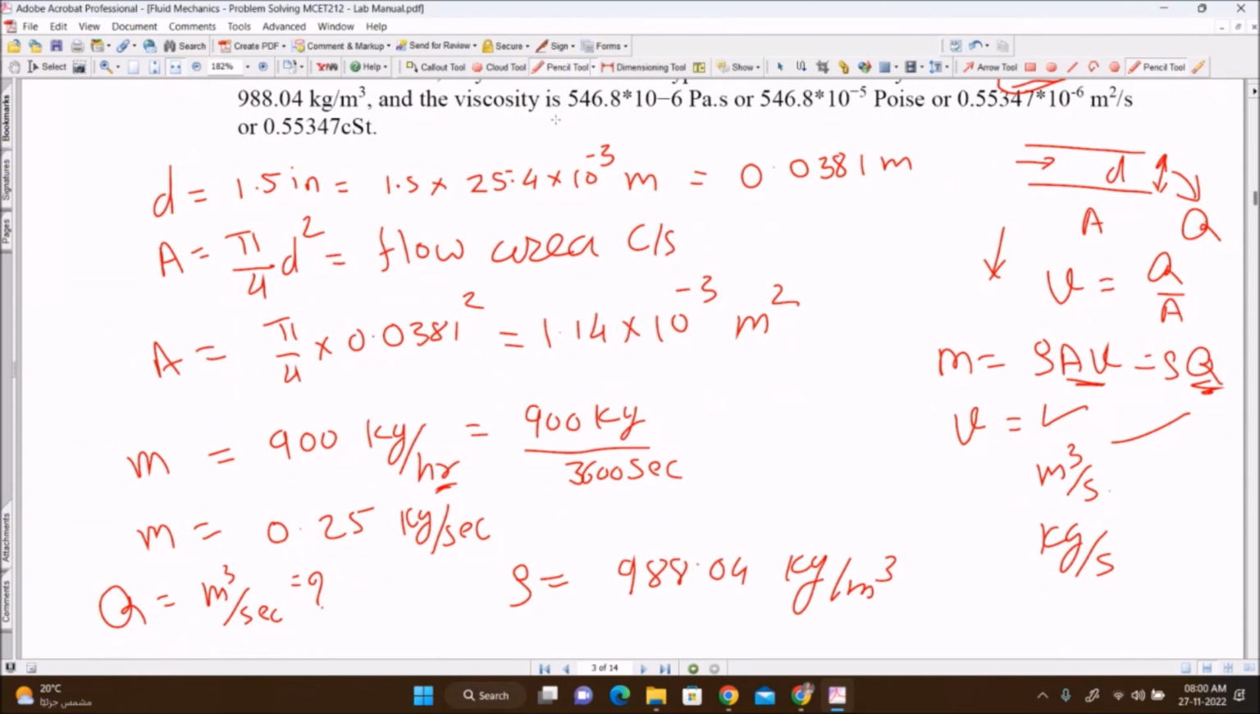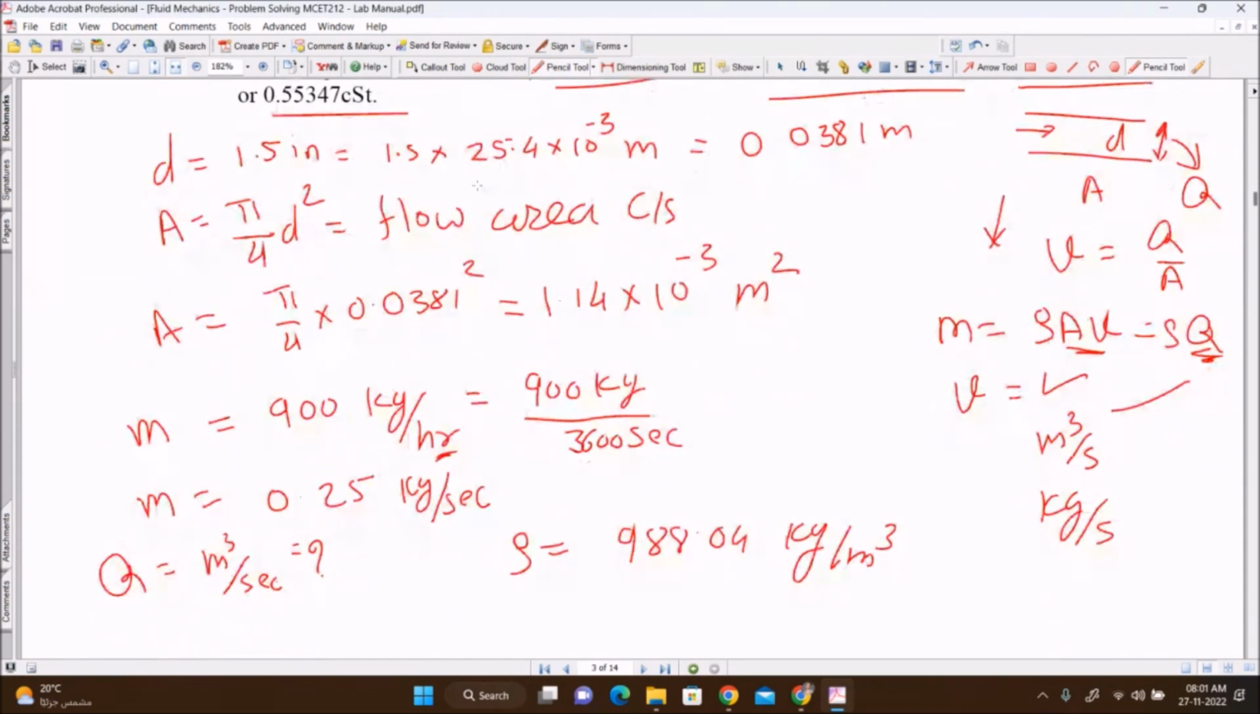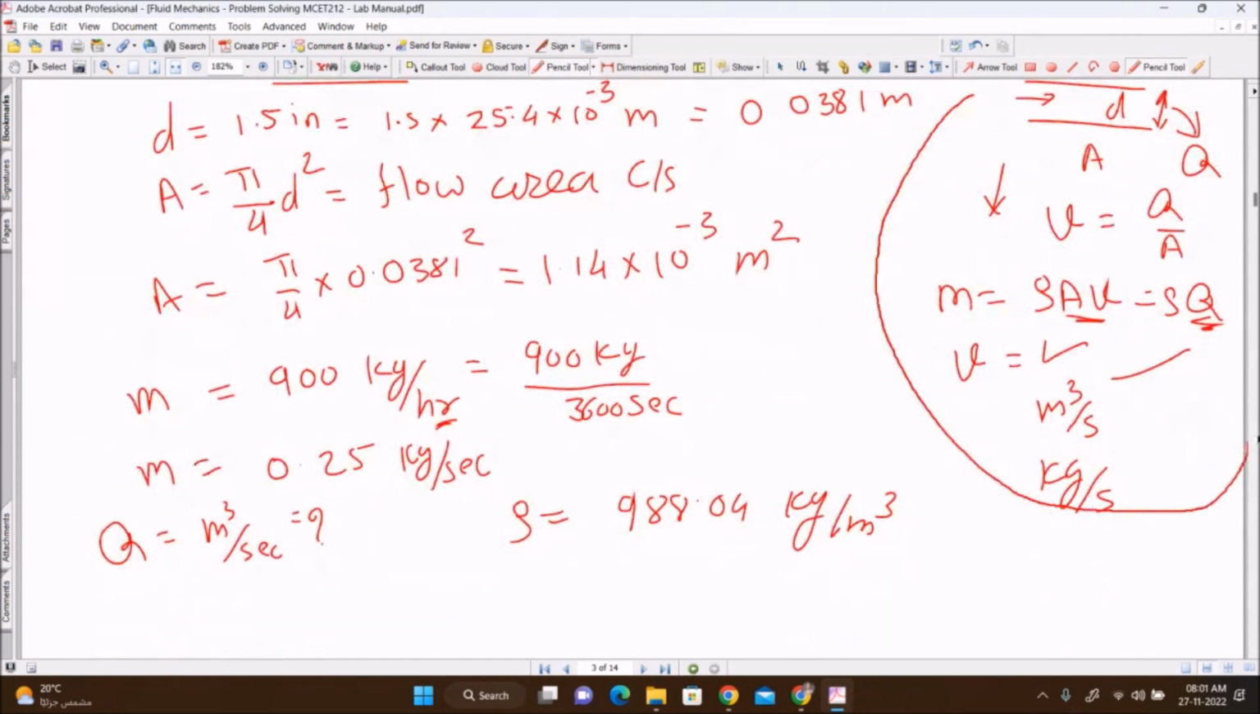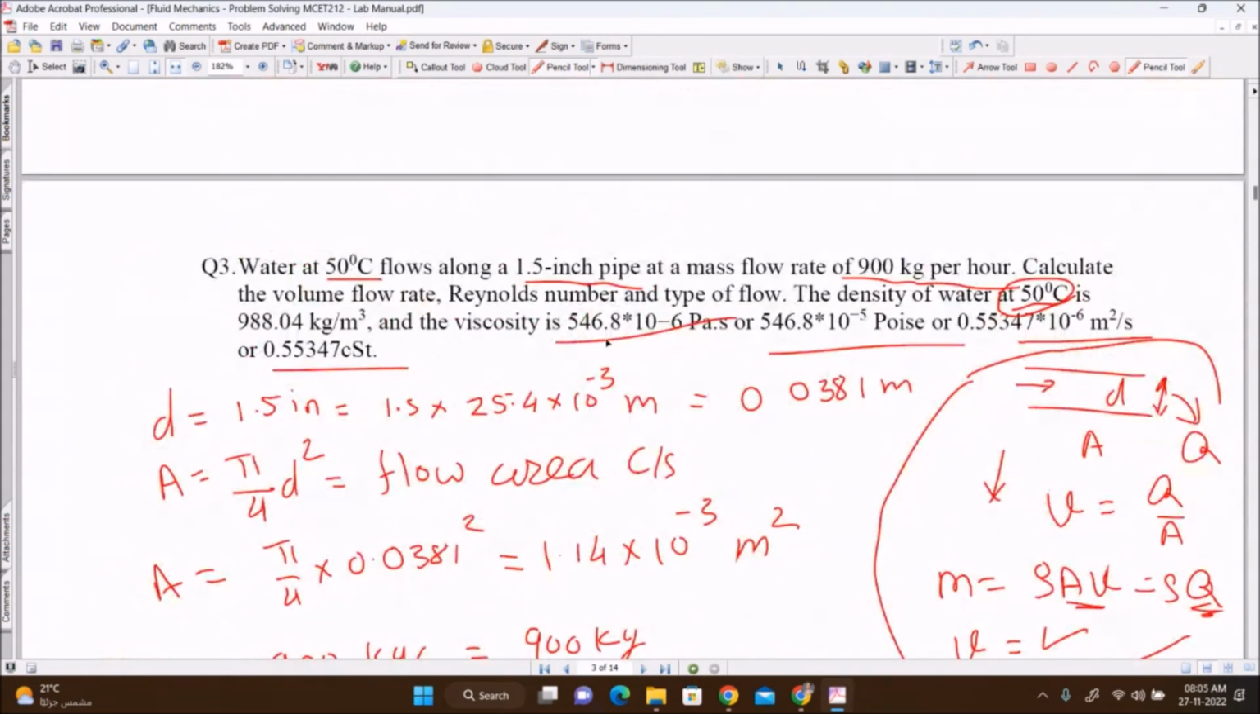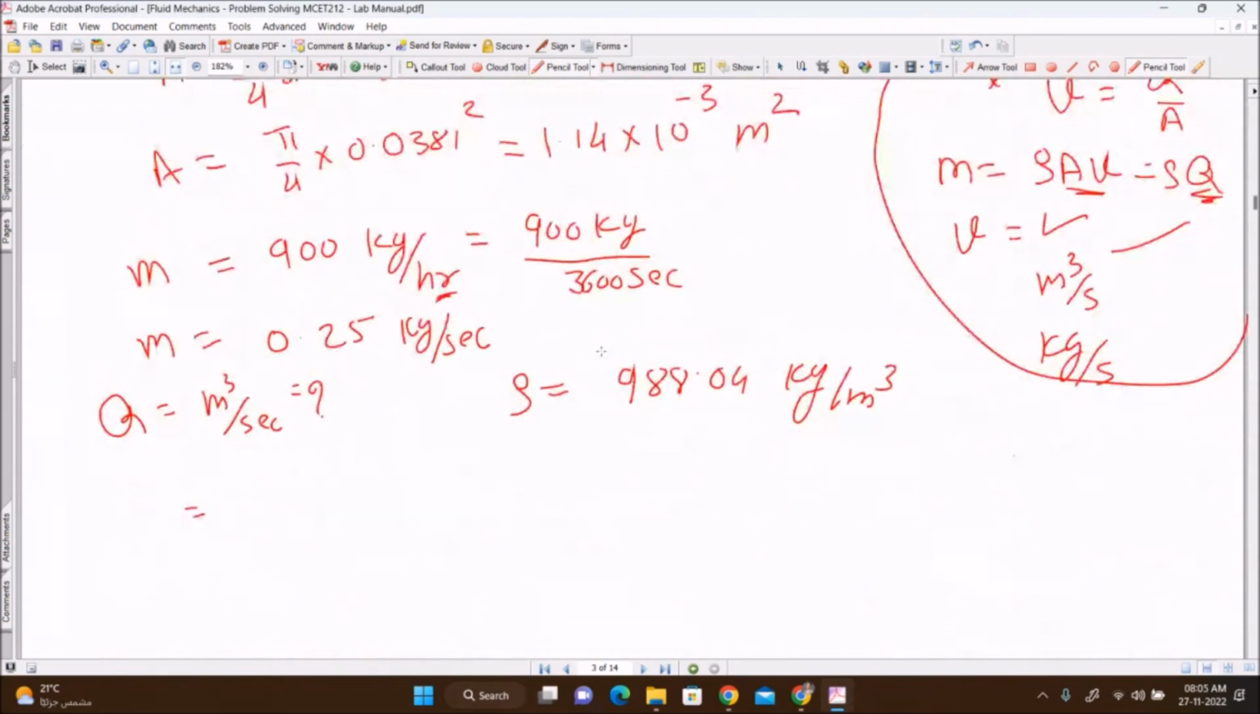The viscosity is given in a different unit, but the meaning is the same. I will show you how. Viscosity, first I will write. Keep this always in your mind. Now next, the viscosity is given: 546.8 into 10 to the power minus 6 Pascal second.